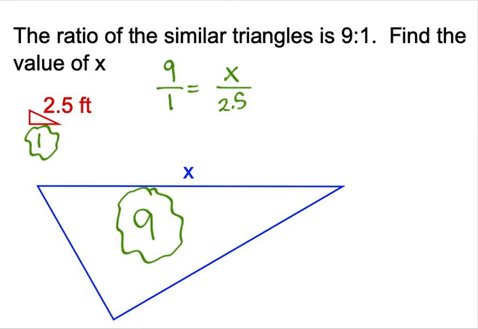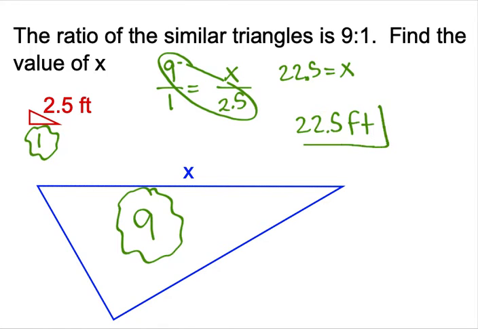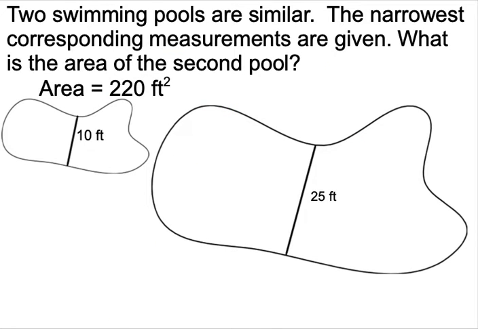Now if we cross multiply and solve here, 9 times 2.5 would be 22.5, and that equals x. So that's the answer, 22.5 feet. By the way, it doesn't ask about the area, but the area of the blue figure would be 81 times bigger than the area of the red figure, because 9 squared is 81. A scale factor of 9 gives you an area 81 times bigger.